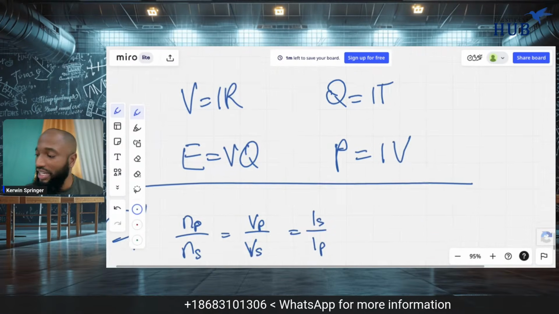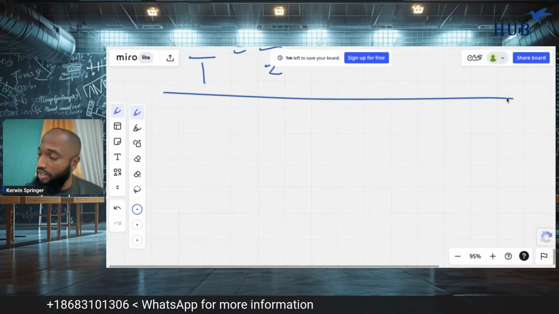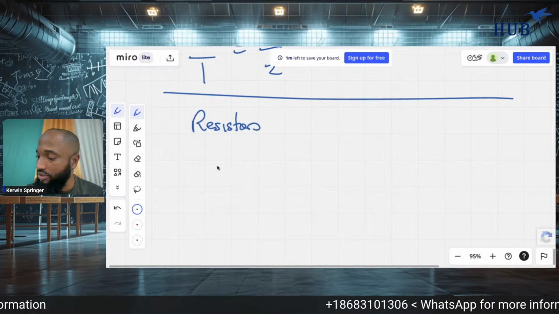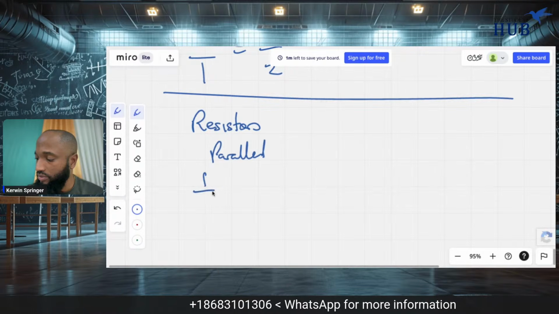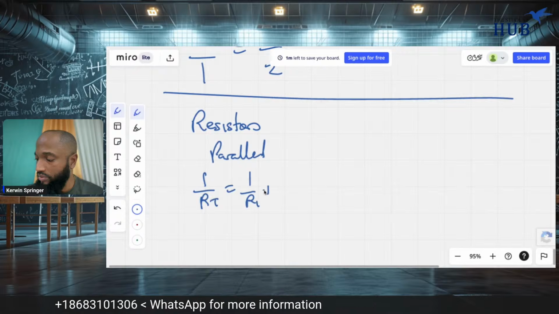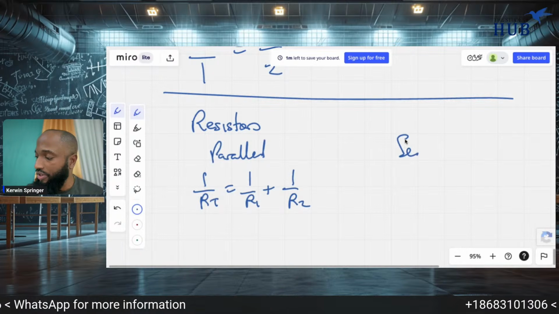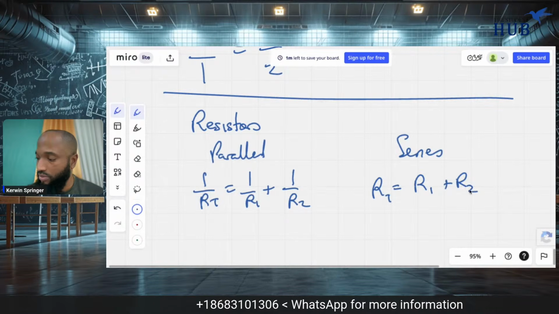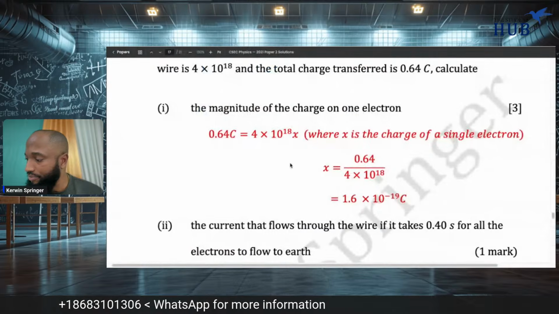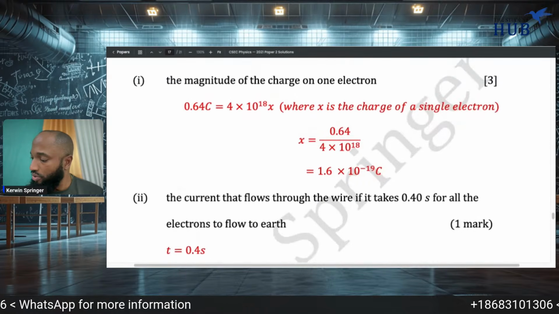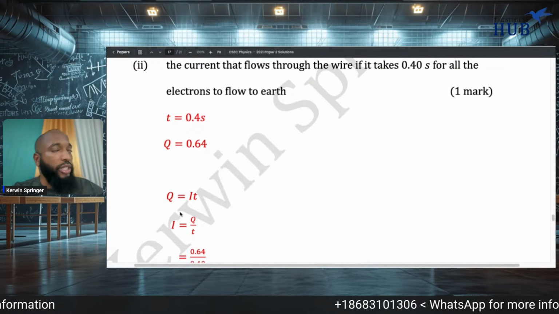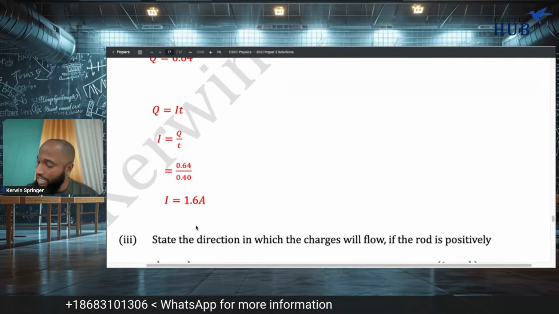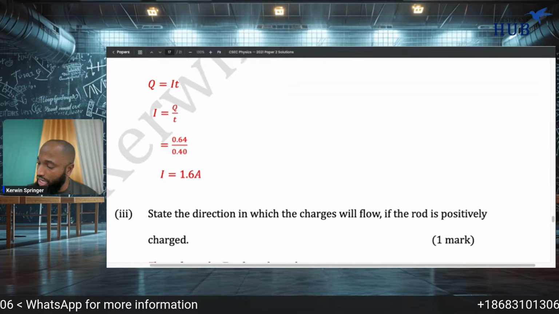So since we're revising electricity again, what are the formulas for resistors in parallel? And in series. Everybody cooking? So we just substitute Q equal IT here. Make sure you know those 4 short formulas. They're going to use one of them. You get your I.